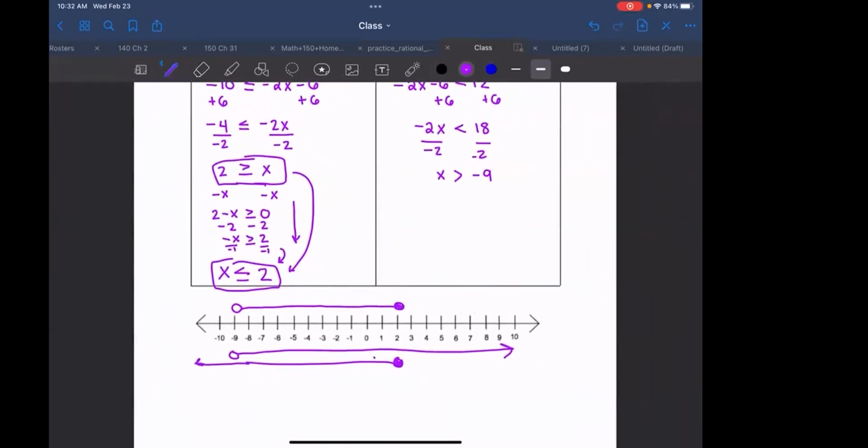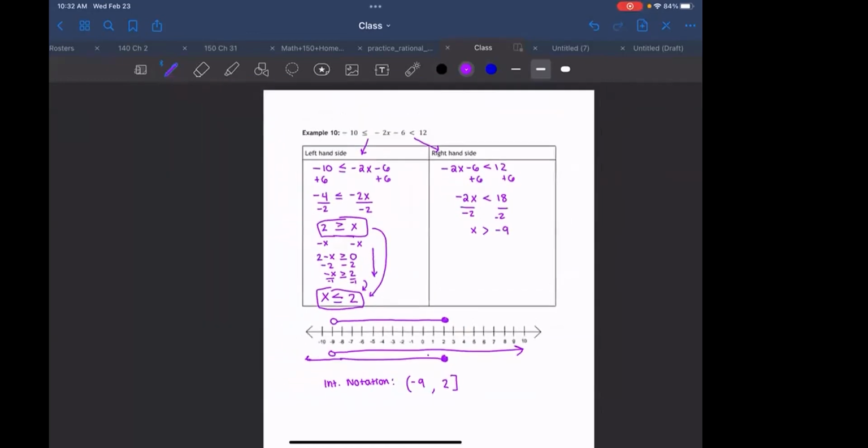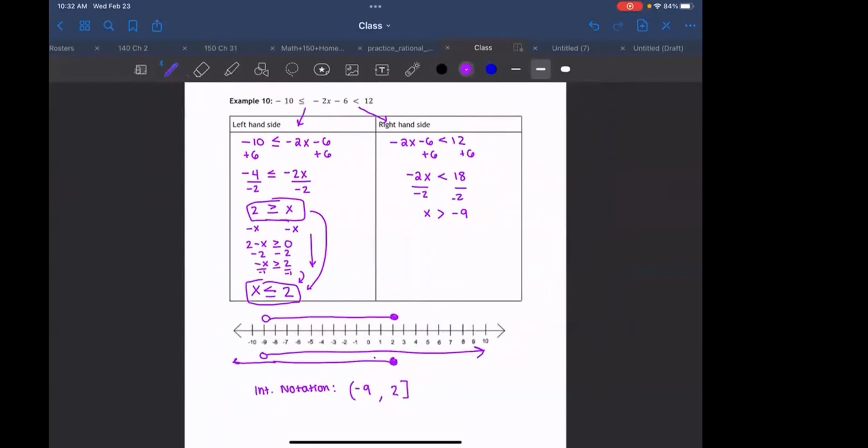Okay, let's write our interval notation. Okay, so we have a negative 9, we have a 2. Does negative 9 get a parentheses or a bracket? Parentheses, good. And I guess the 2 gets a bracket because it's filled in, right? Okay. Any questions on example 10?